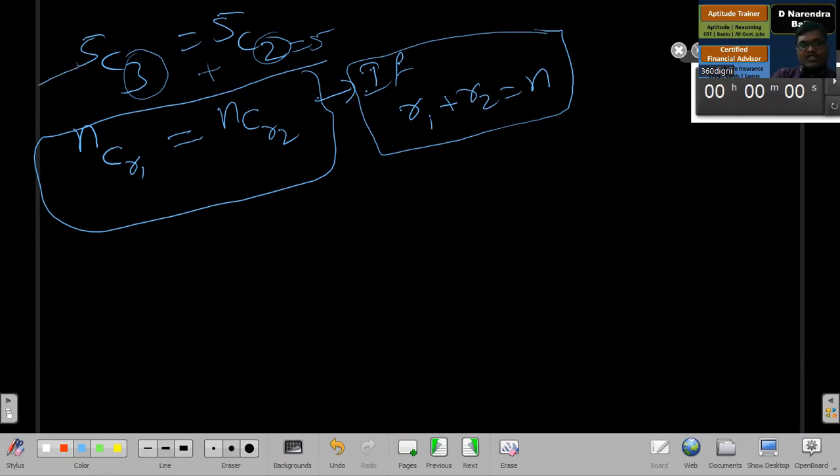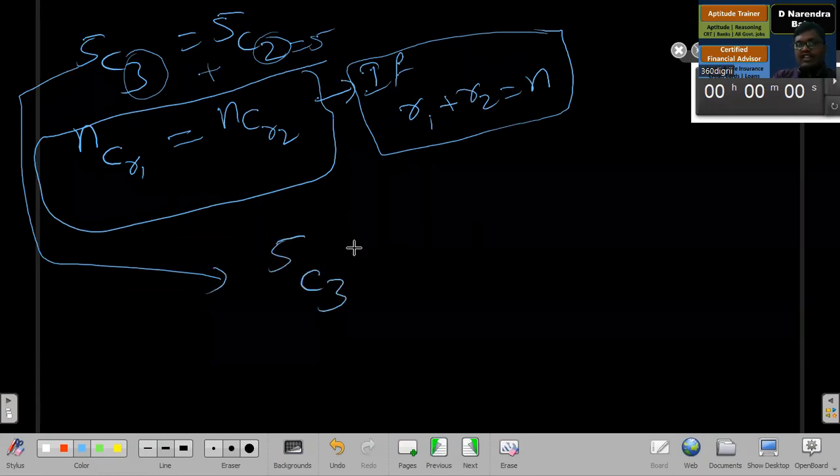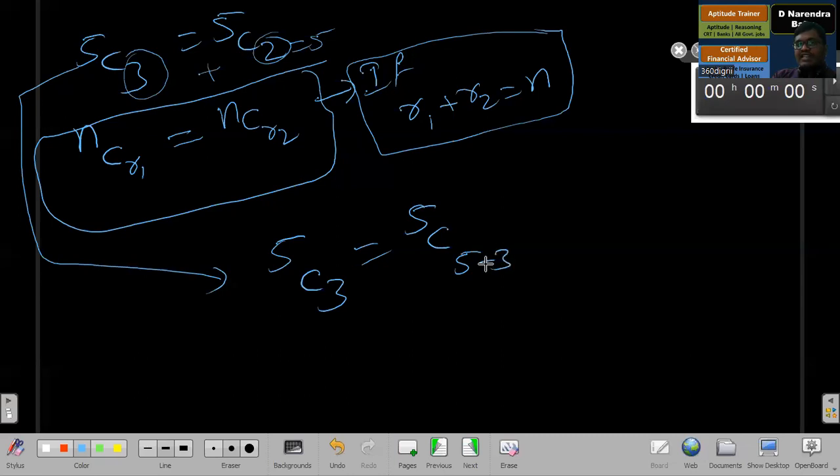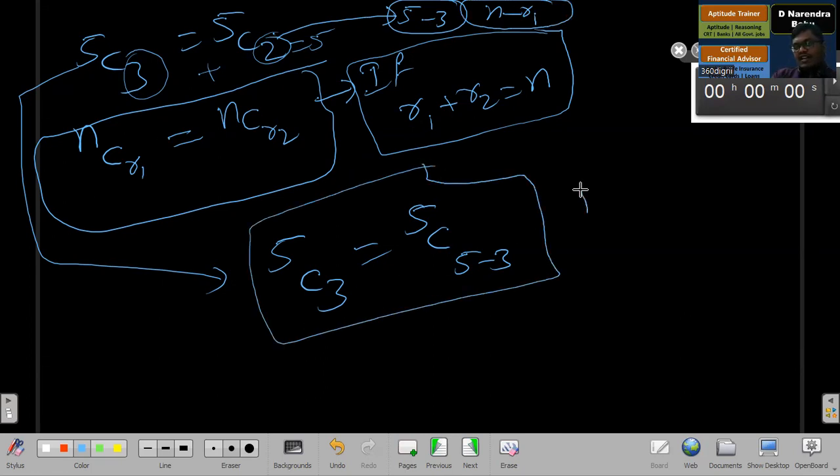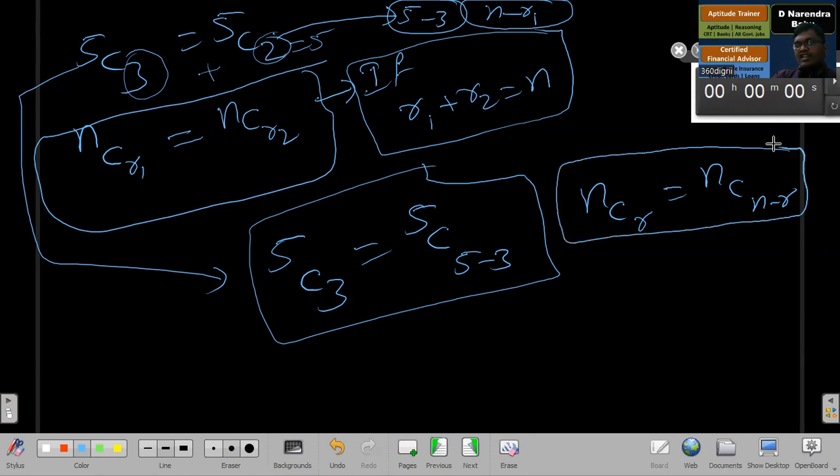Then let us simplify a little more. Same question: 5C3 is equal to 5C, and instead of 2 here, this 2 is nothing but 5 minus 3, that is n minus r. So 5C(5 minus 3), that is nCr is equal to nC(n minus r). If you know this, in probability, we can make a 2 steps question into a single step, a 5 steps question into 2 steps. Definitely it will be an advantage, guys. Is it clear for all? All of you understand nCr is equal to nC(n minus r).